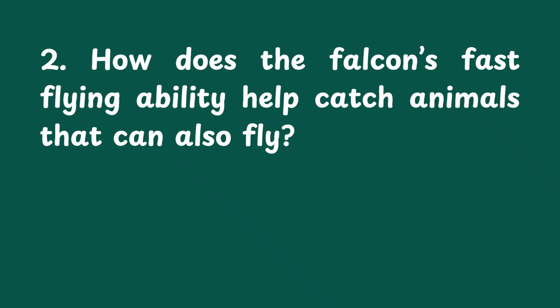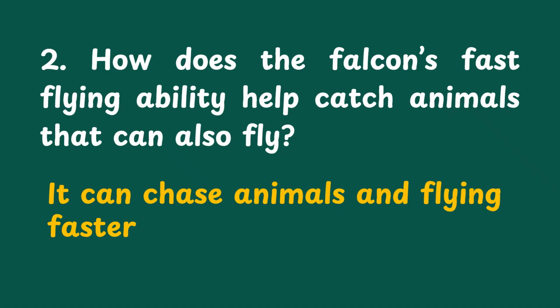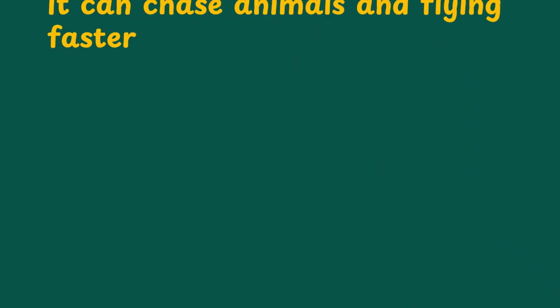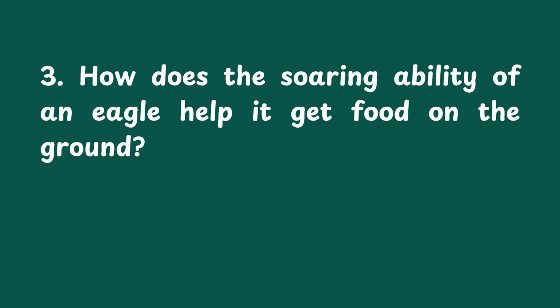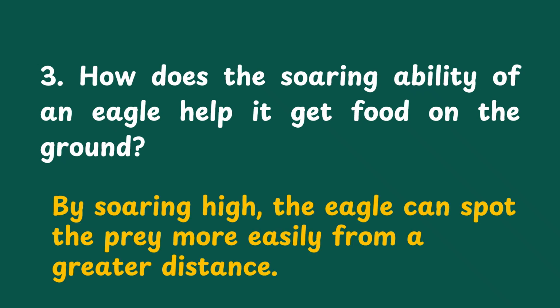2. How does the falcon's fast flying ability help catch animals that can also fly? It can chase animals flying faster. 3. How does the soaring ability of an eagle help it get food on the ground? By soaring high, the eagle can spot the prey more easily from a greater distance.